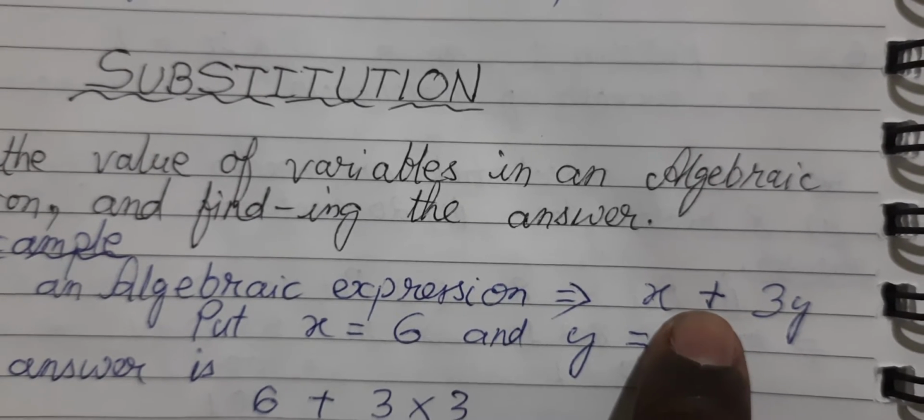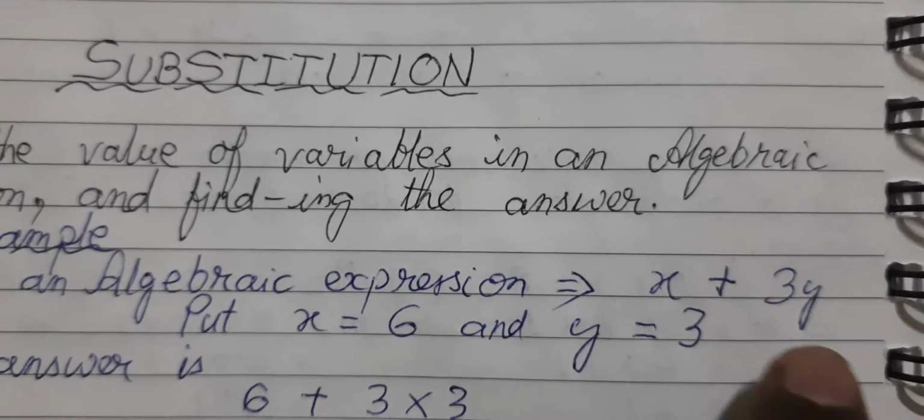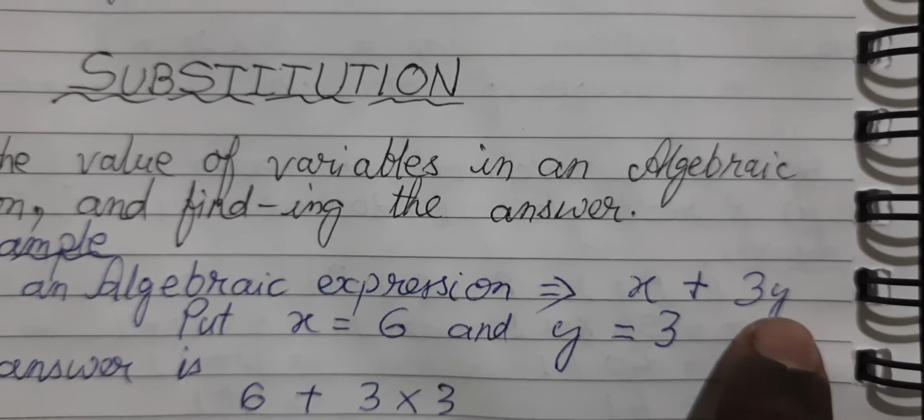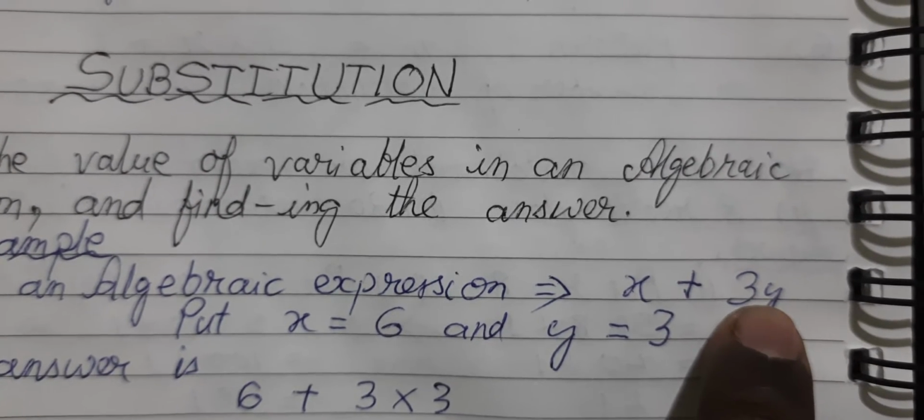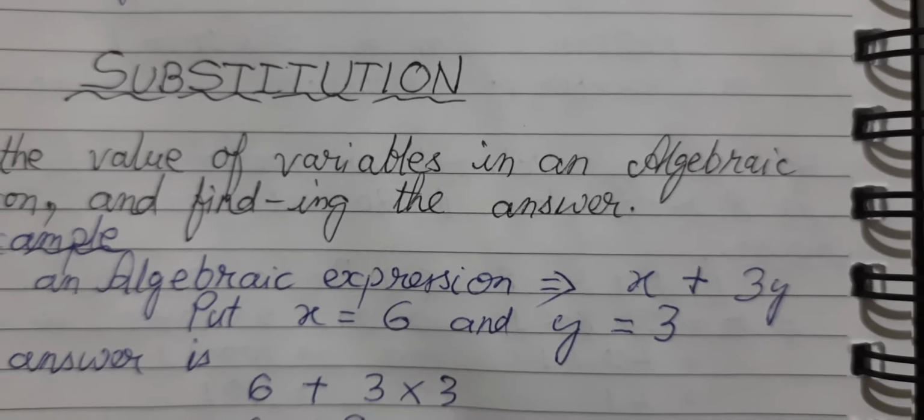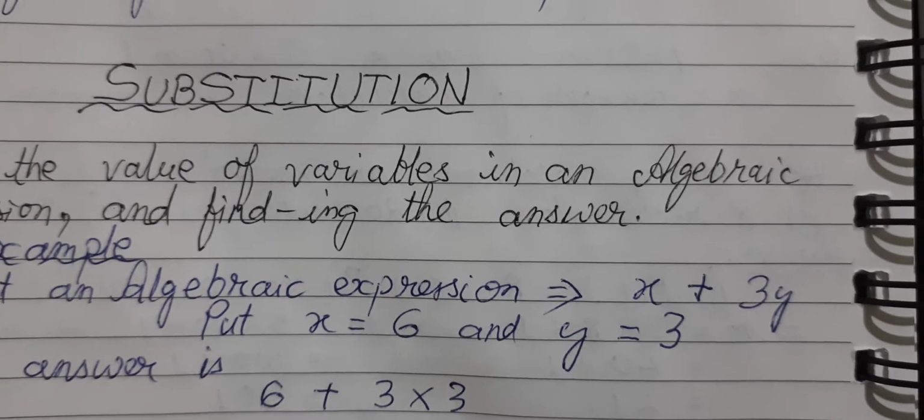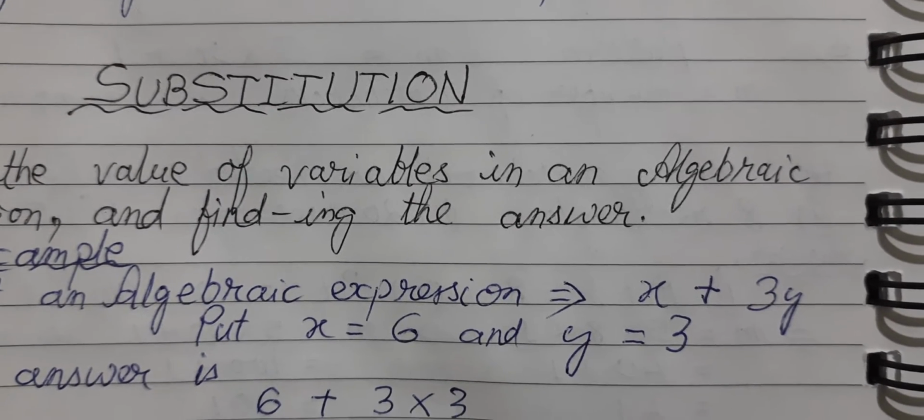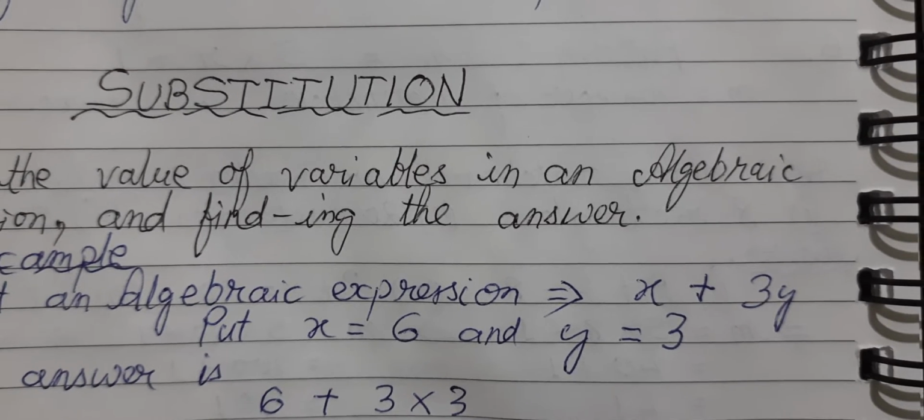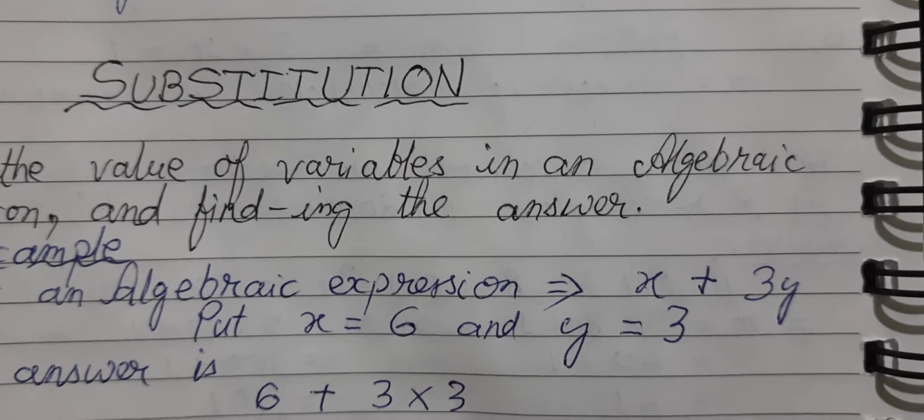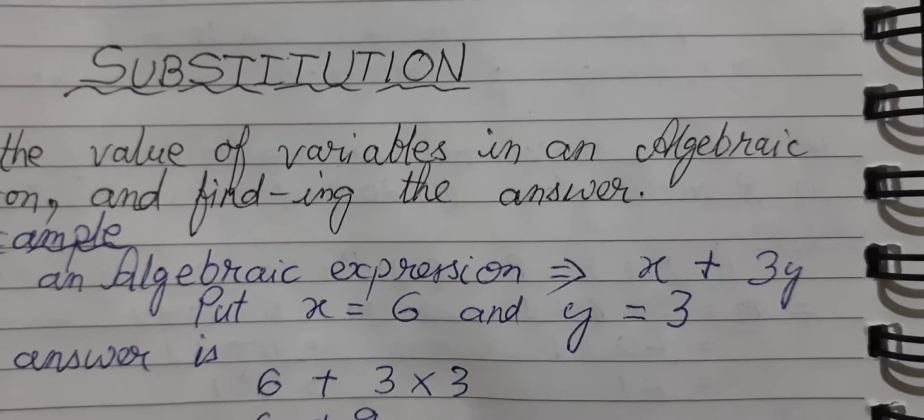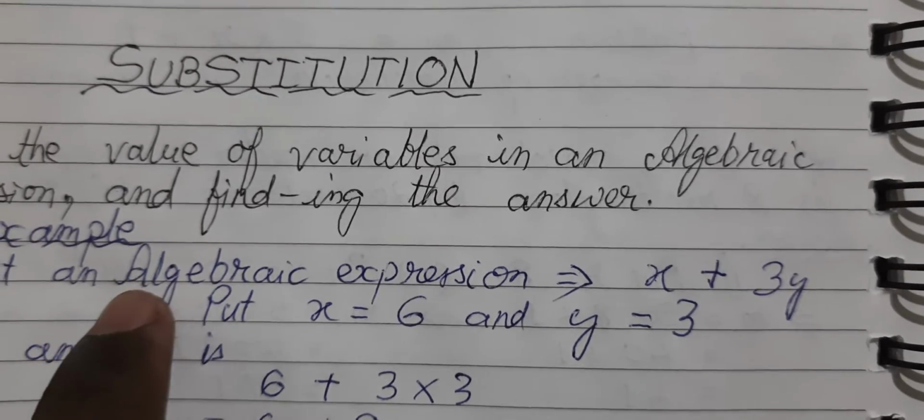Okay, we may have minus also, we may have multiplication, like between 3 and y you have no sign, that means a multiplication sign is there. Even division is also there. So a combination of constants and variables along with arithmetic operations of plus, minus, multiplication and division is called an algebraic expression.